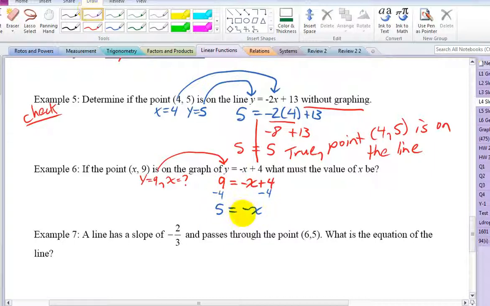Now, I don't know about you, but I see a negative 1 times x. What's the opposite of negative 1 times x? Divide by negative 1. So it's not magically changing your sign, but you're dividing by negative 1 to get positive x. There's your answer. Okay. x equals negative 5.